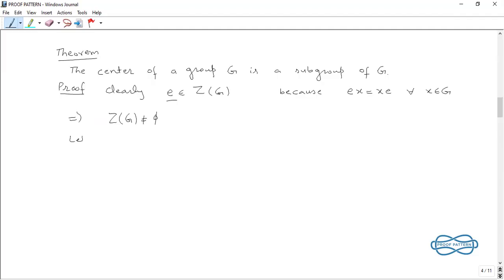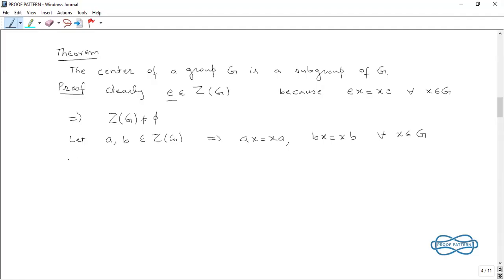Now let a and b, two elements, be taken from the center of G. Since a and b are from the center, this means ax is equal to xa and bx is equal to xb for all elements of G. This is the definition of center, that every element which belongs to the center commutes with every element of G. So ax is equal to xa and bx is equal to xb for all x belongs to G.